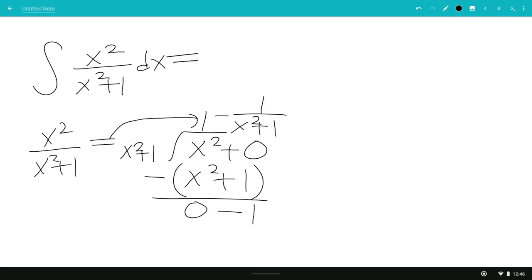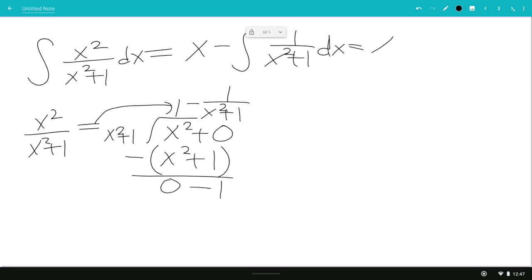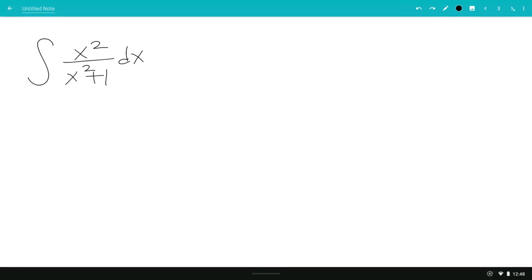This integral will be equal to the integral of 1, which is just x, minus the integral of 1 over x squared plus 1 dx, which is just x minus inverse tangent x plus c. That's another way. So this is the third way to do it. This is the way I would do it on an exam.